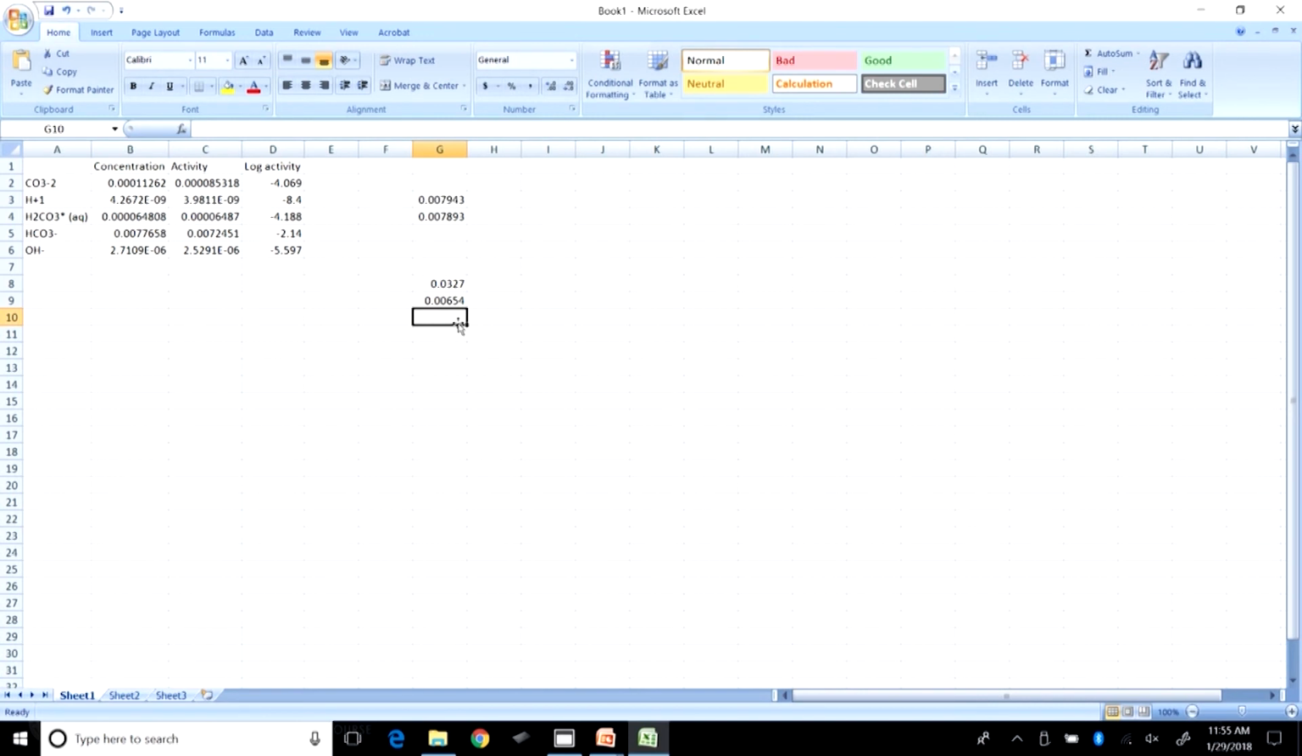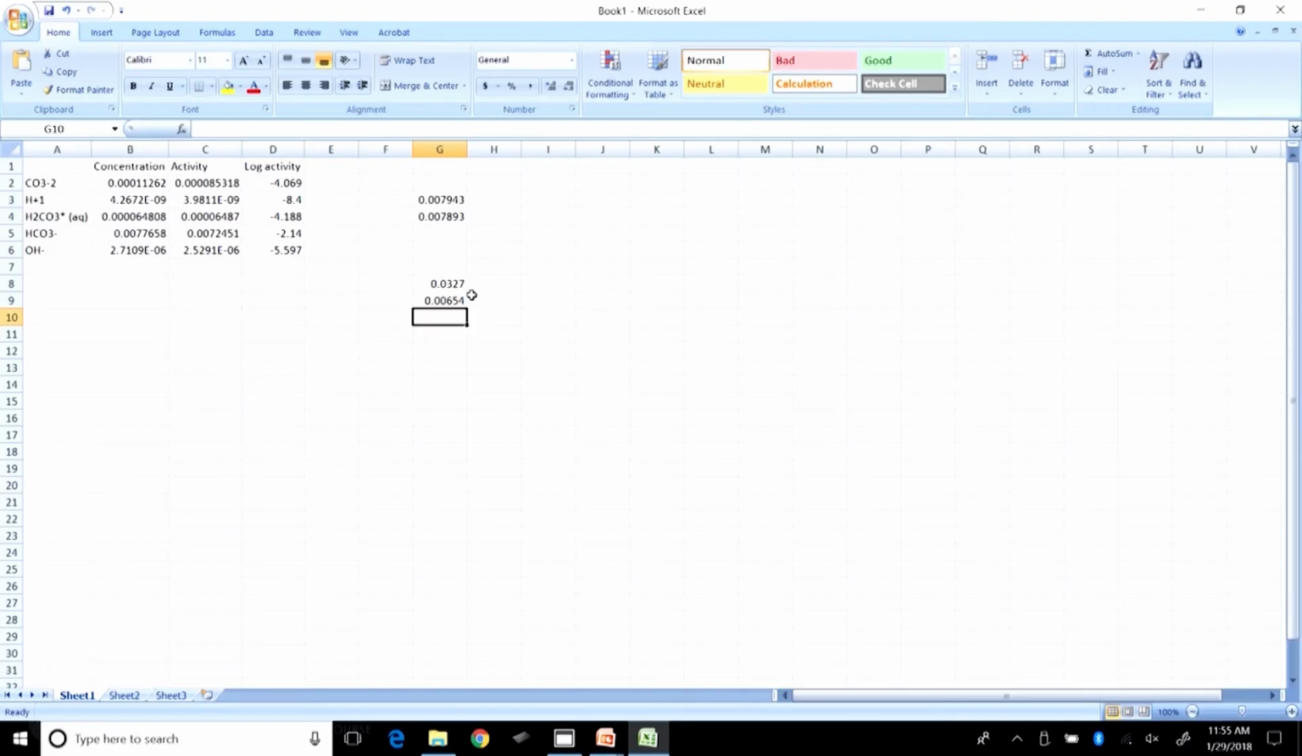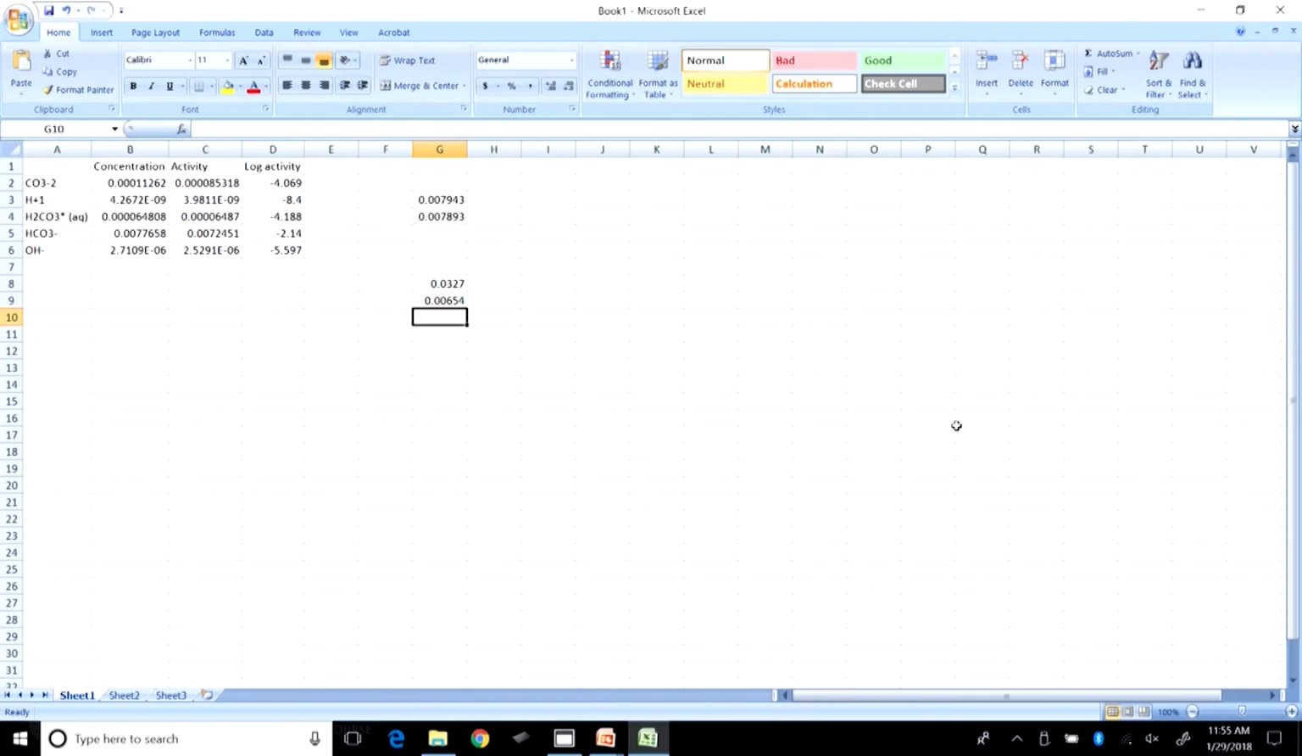So, now I end up with the value of 6.5 into 10 power minus 4. So, let me write that down. So, the CO3 total of the mixture that I now have as 6.5 into 10 power minus 3, pardon me, 10 power minus 3. So, I am done with this. Similarly, I need to repeat the exercise for H total, right. So, let us have that particular case here.